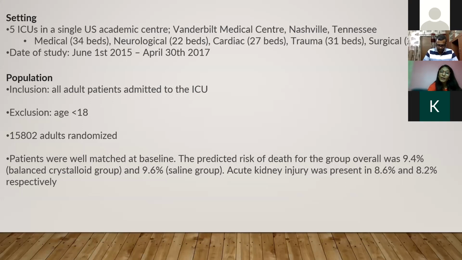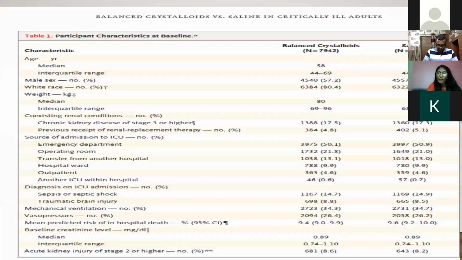15,800 patients were randomized, and the patients were well matched at baseline. The median age of the patients was around 55 to 60 years. The ratio between male and female sex was more or less the same. The patients received from the emergency department were about 50%. The sepsis and septic shock distribution was about 14%, and traumatic brain injury was about 8.5 to 8.8%.